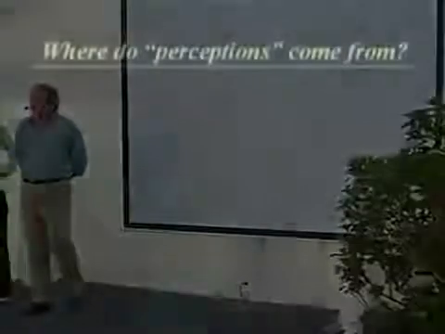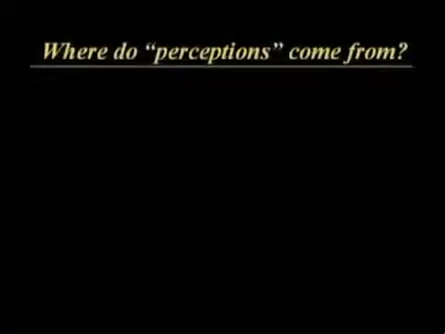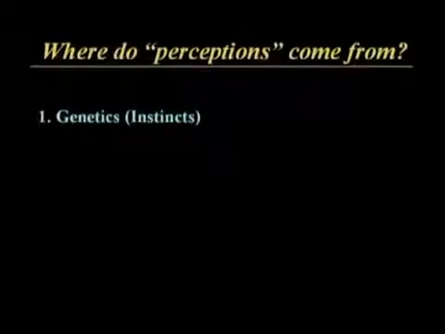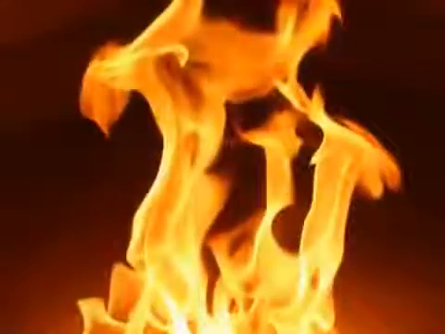So now the most important question is, where do our perceptions come from? Number 1, genetics. We get instincts we are born with. You do not have to teach a child how to pull its hand out of a fire. There are also very complicated instincts. For example, when a baby is born, every baby can swim from the moment it's born. It can be born underwater and swim like a dolphin.